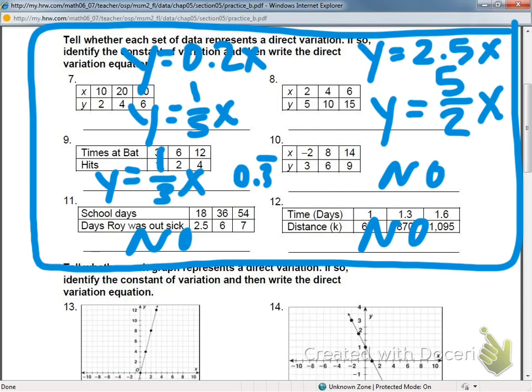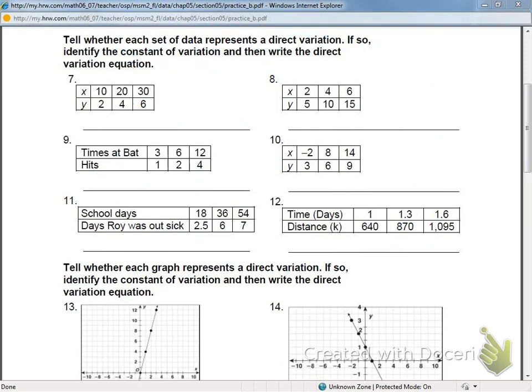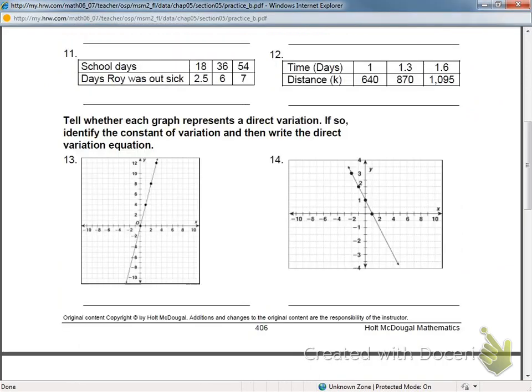Okay, let's move to the last part. So looking at the bottom of the paper, you need to tell whether the graph represents direct variation or not. And if so, write the constant. If not, I'm going to give you 1 minute to do this.